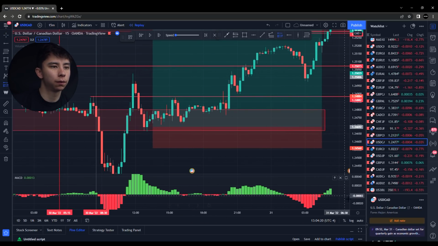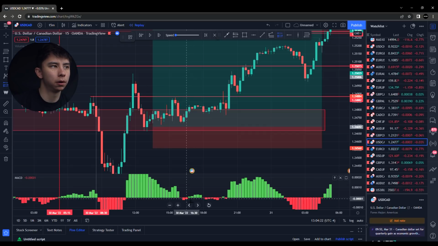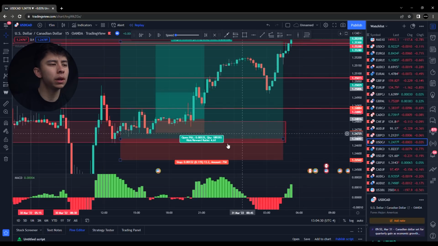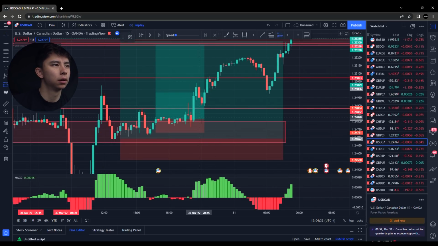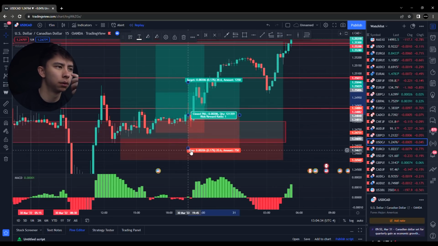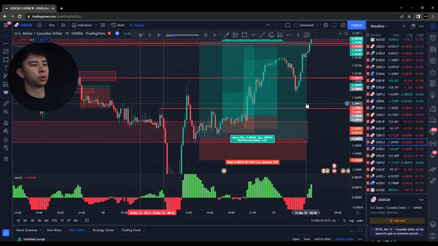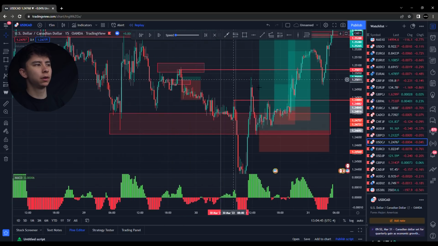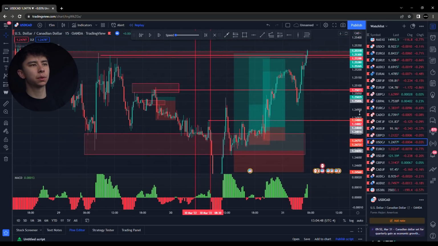So if we entered on this first green bar here, it would have been right here. And that would have been a pretty good entry into this trade. If we entered on this green bar here, this would have also been a nice little entry to trade too. So it can be really good at determining momentum as well. But yeah, the main reason is to determine highs and lows. That's what I like to use it for.